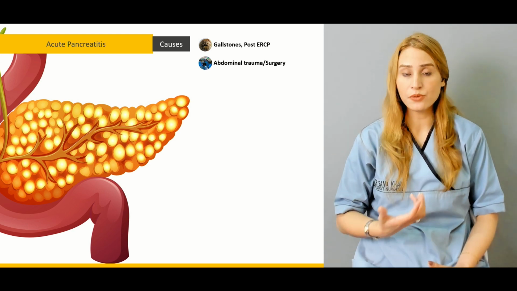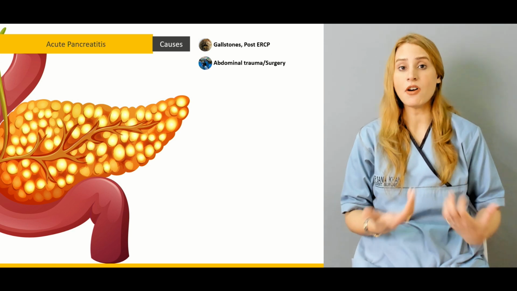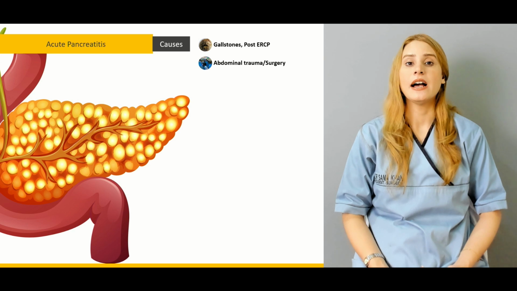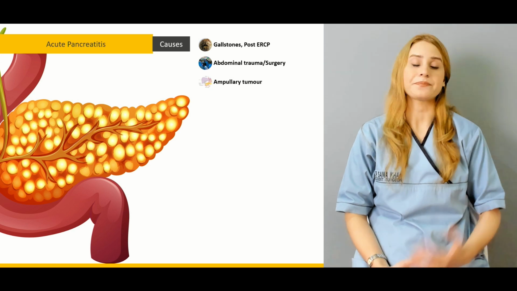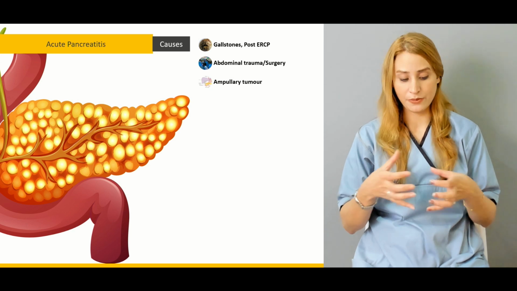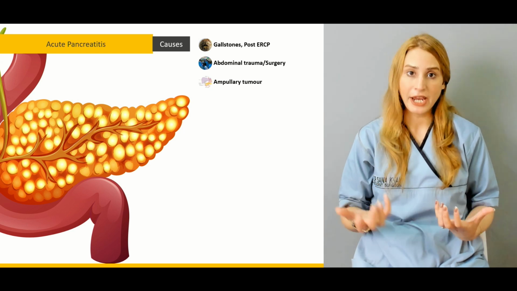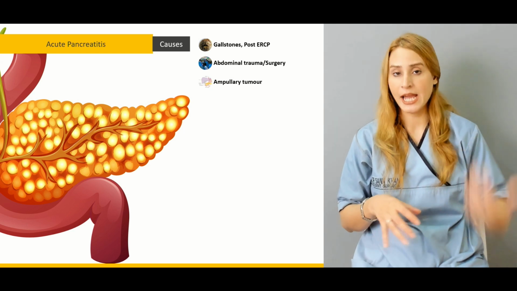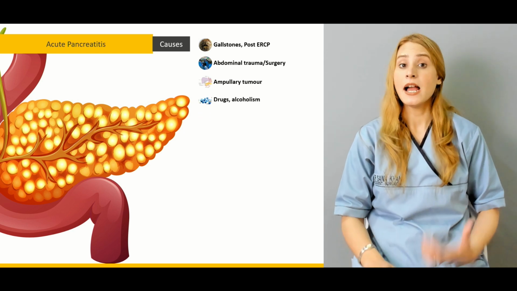We all know that most of the time these pancreatic enzymes are lytic themselves, so they start digesting their own cells, their own tissue, and that ultimately leads to acute pancreatitis. Besides that, there are some periampullary tumors which involve the ampulla of Vater and originate in the second part of the duodenum. We all know that the main pancreatic duct opens into the second part of the duodenum. So ampullary tumors are also one of the causes of acute pancreatitis.